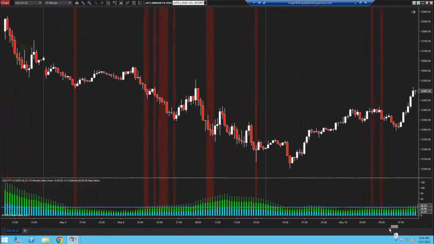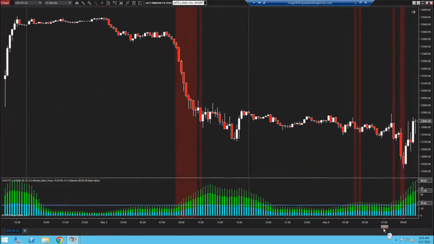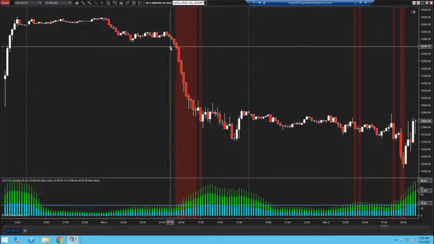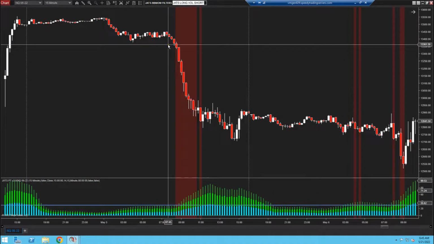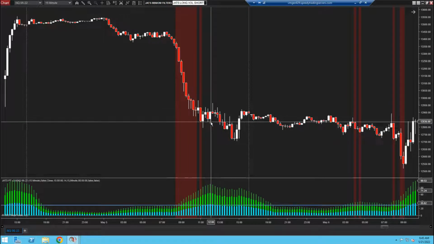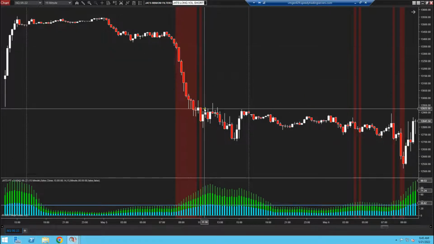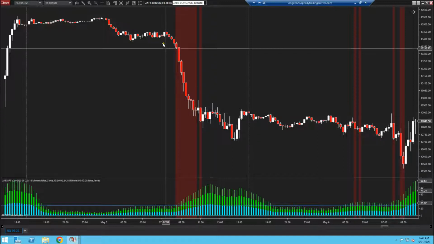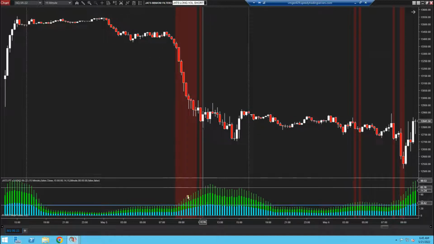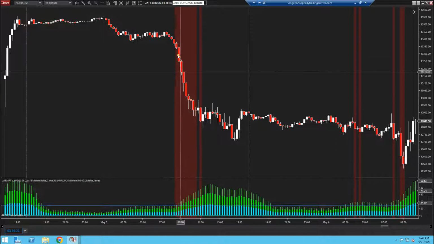And I have not applied other filters like requirements that it be above or below a higher time frame PT1, but that's something to keep in mind, your location at the time of the execution of this. But it's a repeatable pattern.